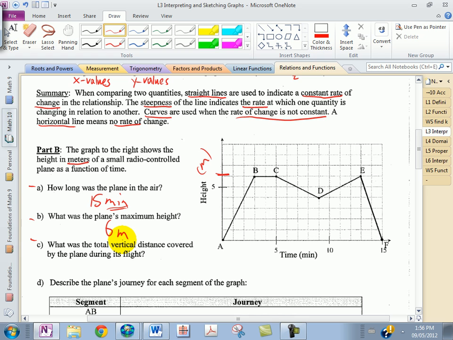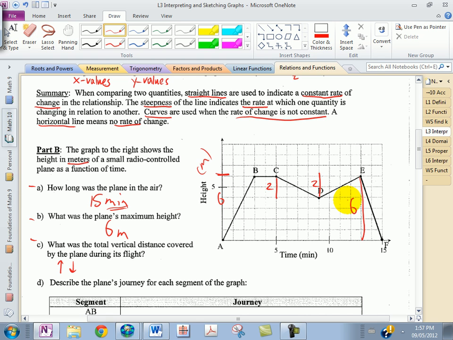What was the total vertical distance? Now be careful because the answer is not 6. Remember, you got to go up and down. So here you go up 6. Here from C to D you go down what? Then from D to E you go up what? And then you go down. So altogether, what was the change? 6 plus 2? Plus 2? Plus 6? Right? So I add them all together.